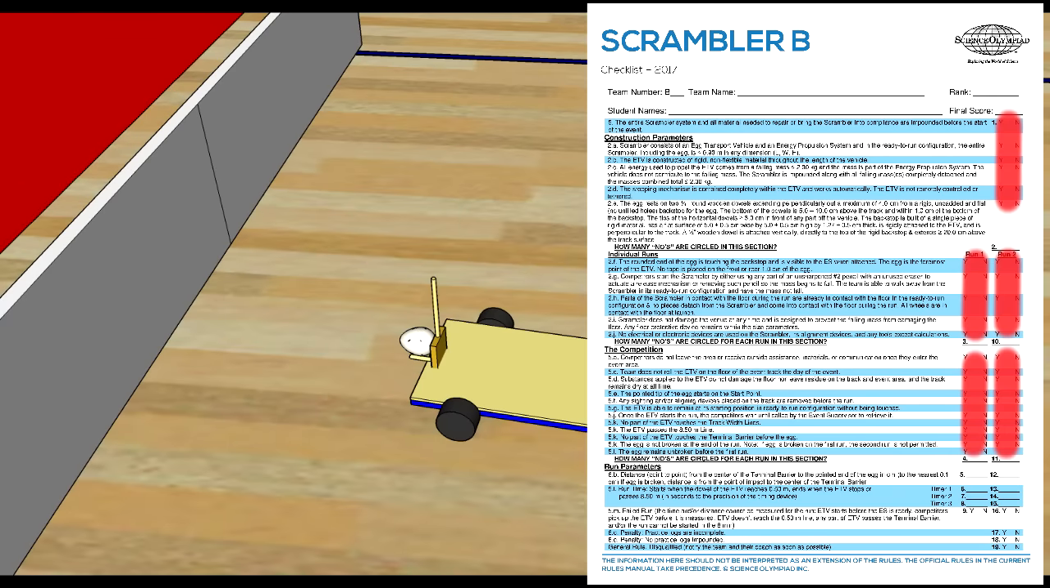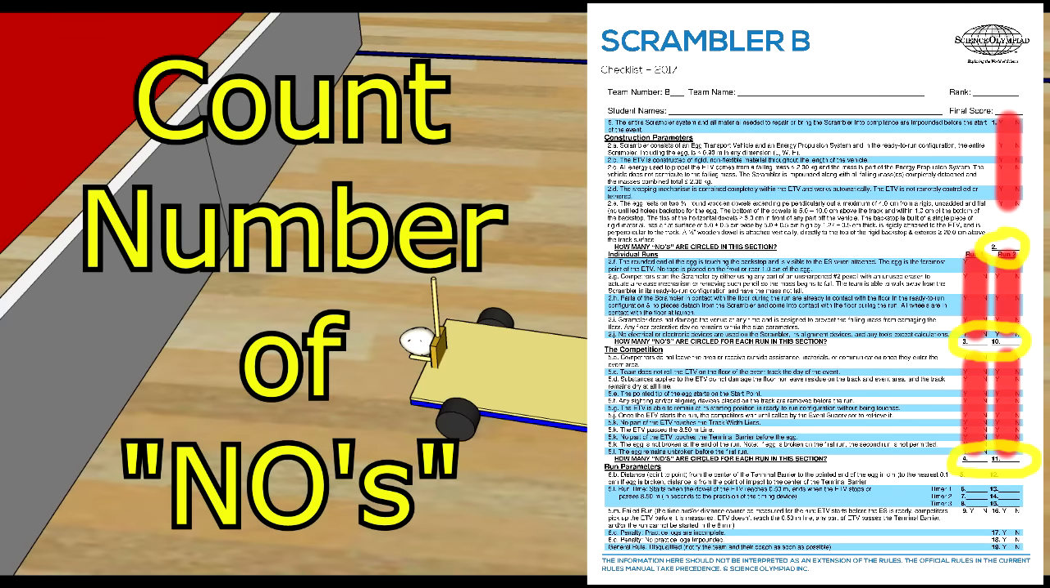For the yes and no questions, you will see a line that wants the number of no's. Count up the number of no's above the line and put the count here. This is where the questions are asked with a yes if there is no violation. Each no is a violation, and the final score only needs to know the number of penalties.